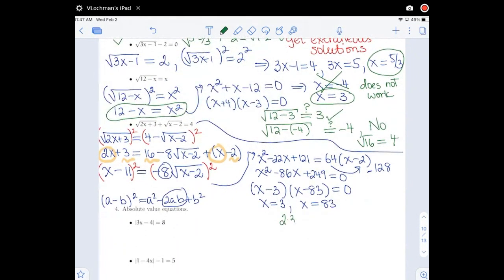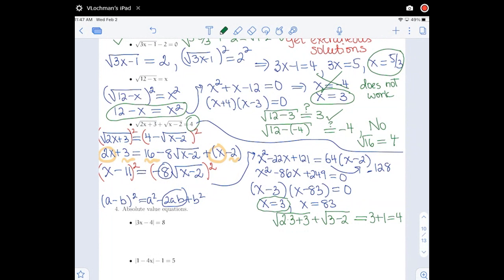Okay, so 2 times 3 plus 3, square root of this, plus 3 minus 2. What is that equal to? 2 times 3 is 6, plus 3, that's 9. Square root of 9 is 3. 3 minus 2 is 1. Square root of that is 1. 3 plus 1, that's 4. That is what we want. x is equal to 3 does work.